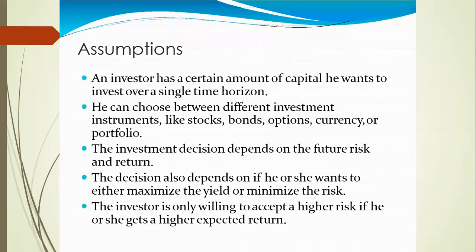If you look at the assumptions of this theory, first, an investor has a certain amount of capital he wants to invest over a single time horizon. Second, he can choose between different investment instruments like stocks, bonds, options, currencies, or a portfolio also. The investment decision depends on future risk and return. The decision also depends on whether he or she wants to maximize the yield or minimize the risk. The investor is only willing to accept higher risk if he or she gets a higher expected return.